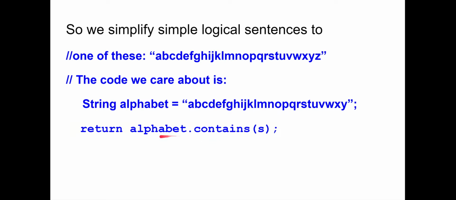In any case, all we have to do is return alphabet.contains. There's an automatic method that Java already has for us that tells us whether or not this string called alphabet, which is this long string, contains the string represented by this variable S. Okay, and we didn't write that. We've been using S before, so hopefully you understand from context what's going on there.